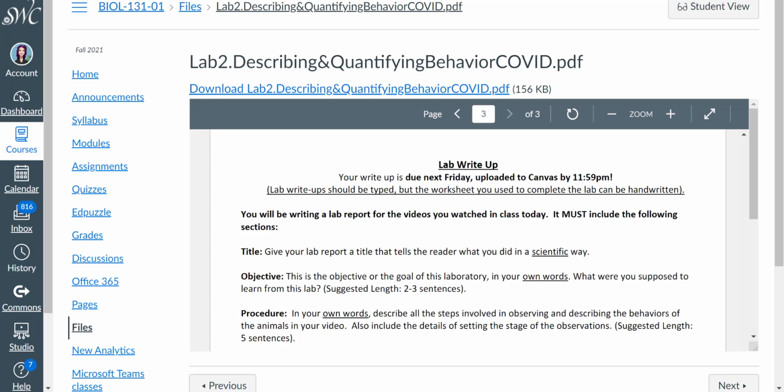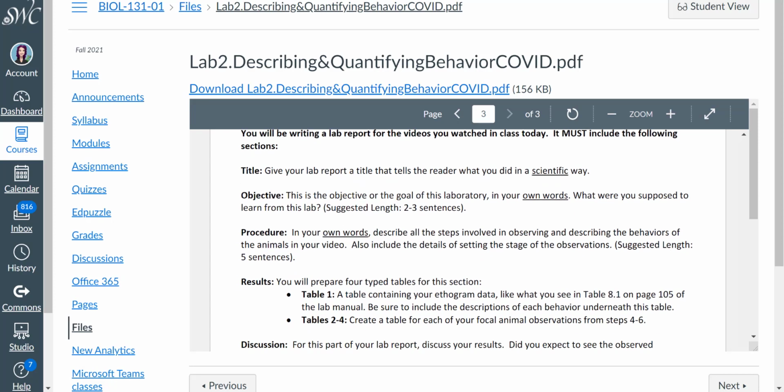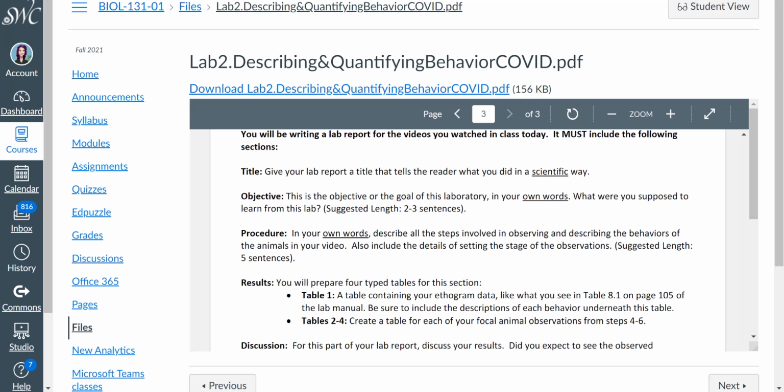Now, these are the sections your lab report has to include. It must have a title. Give it a title that feels scientific. Don't just say this is Lab 2. In your BIOL 131 class, it should be a descriptive title that explains what you did in a scientific way. Something like behavioral observations of the zebra.